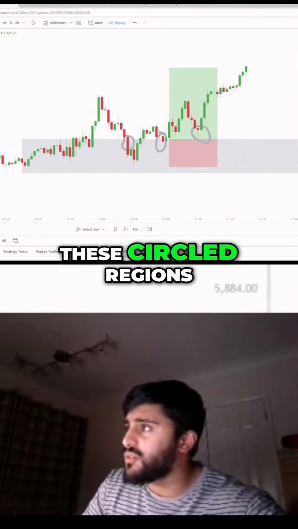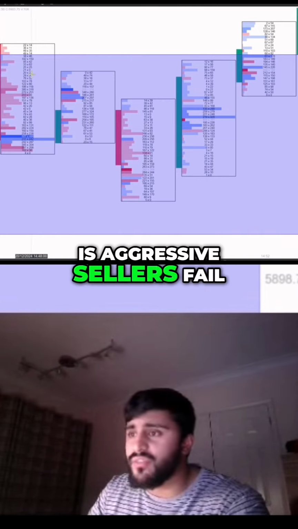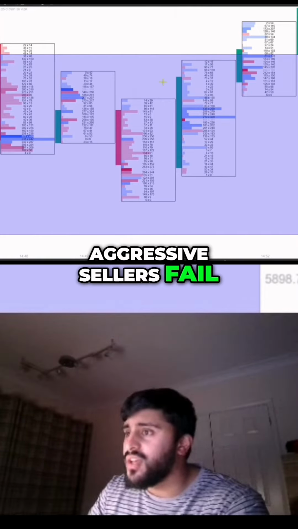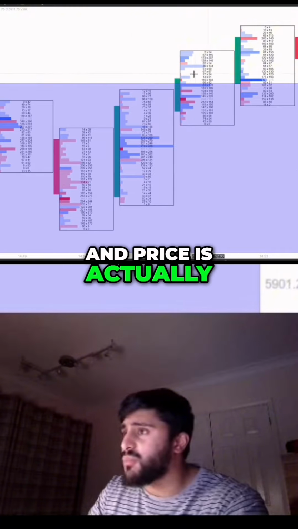What is happening in these circled regions? Well, let's kind of break this down. So what we're seeing is aggressive sellers fail. Aggressive sellers have failed to take price lower, and price is actually broken above this zone.